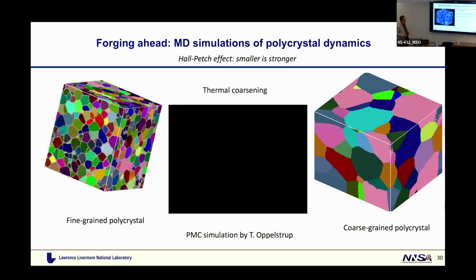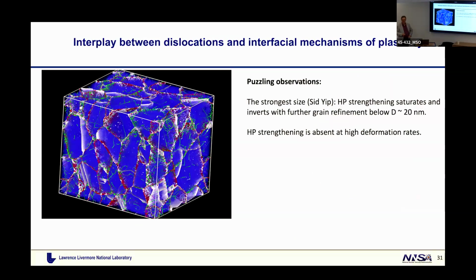So we wanted to look into that, in particular because there are some interesting controversies that still exist in this field of polycrystal, nanocrystal plasticity and strength. In particular, Sid Yip, who many of you know, coined this term, the strongest size. It pertains to the fact that as you keep refining the grains, the material becomes stronger and stronger until at some point it no longer does. At an average grain diameter of about 20 nanometers, if you refine further, it becomes weaker. That's what Sid Yip said: that's the strongest size. This is 20 nanometers.